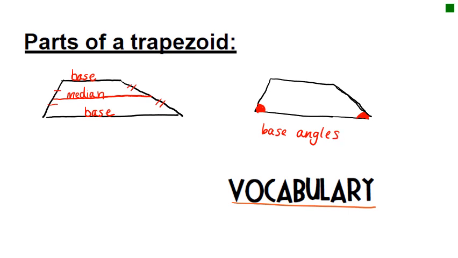And then with a different color, this is another set of base angles. Base angles share a base. I would make that some sort of color code so that you can see that better. So base angles share a base. And again, a base is either one of the parallel sides of a trapezoid.